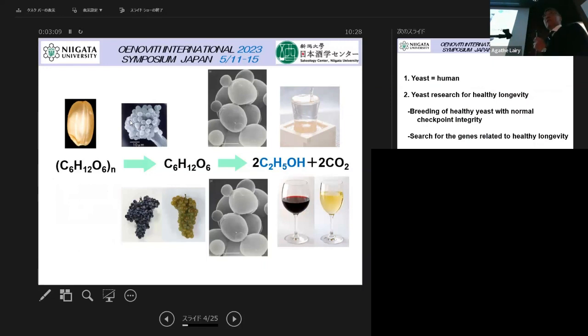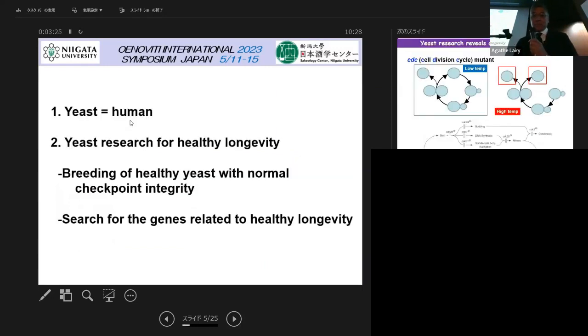So today I'd like to focus on the yeast rather than the bioactive components in sake and sake lees. So I'd like to discuss the basic yeast research for human health and longevity. This is the content of my talk today. At first, I introduce how yeast became the model organism of humans. After that, I introduce our yeast research results for healthy longevity.